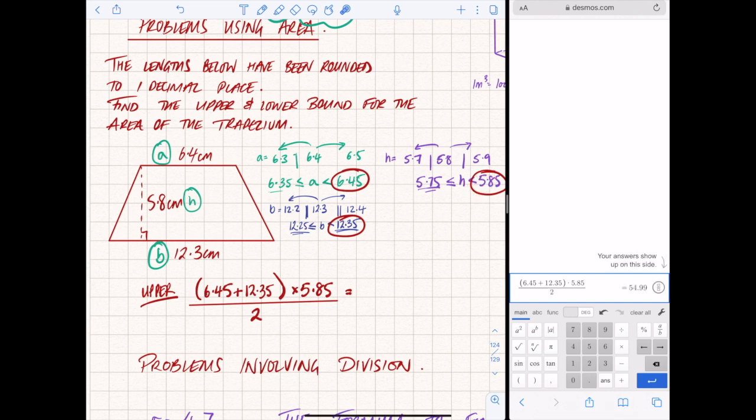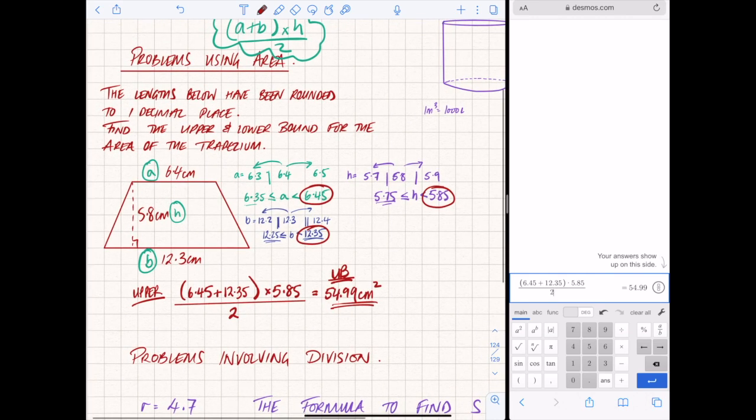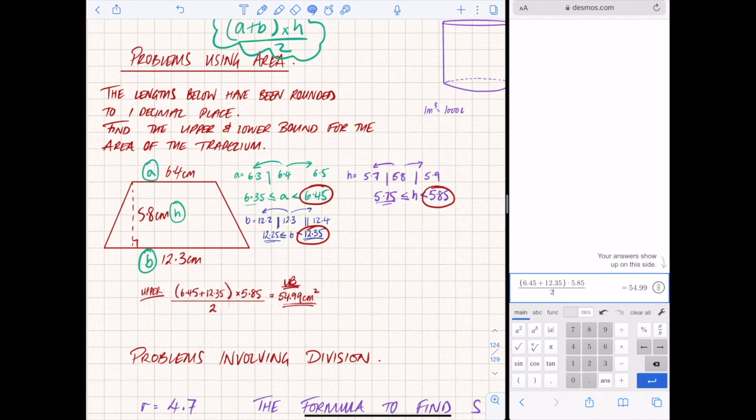When you work that out, you get an answer of 54.99, that you can all see on the screen there. I'm going to write that really clearly, and write upper bound next to it, so in an exam it's really clear to an examiner that I know that that is the upper bound for my area. I'm just going to make that a bit smaller and move that to the side. So now I'm going to do exactly the same, but for the lower bound.